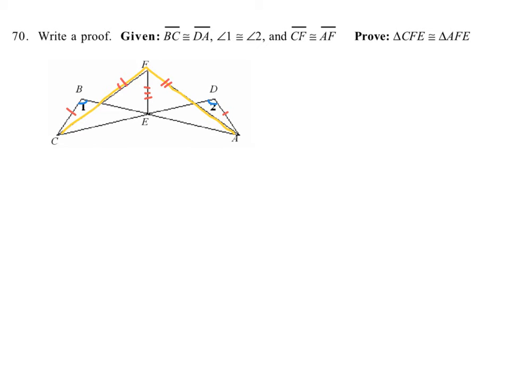And what else do we know? Well, we know that these vertical angles right here are congruent. Okay, and then through angle side, we know that this triangle right here, EBC, is congruent to this triangle here, EDA. And now we know all parts of those two triangles are congruent. So we can say then that CE is congruent to AE right here. Put 4 marks on that.